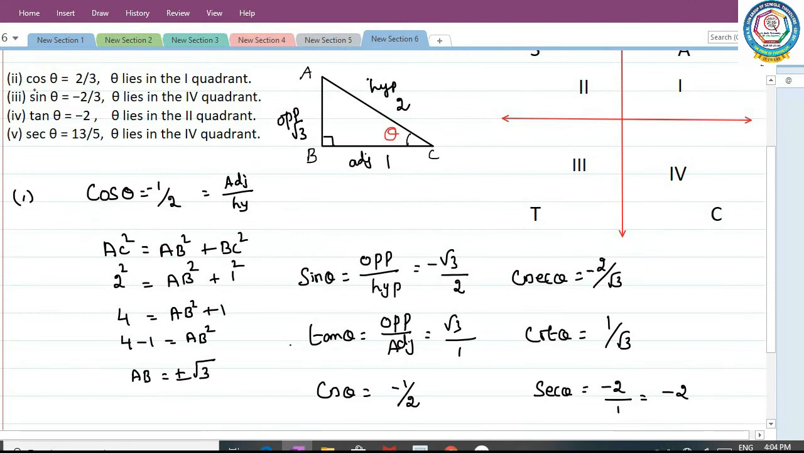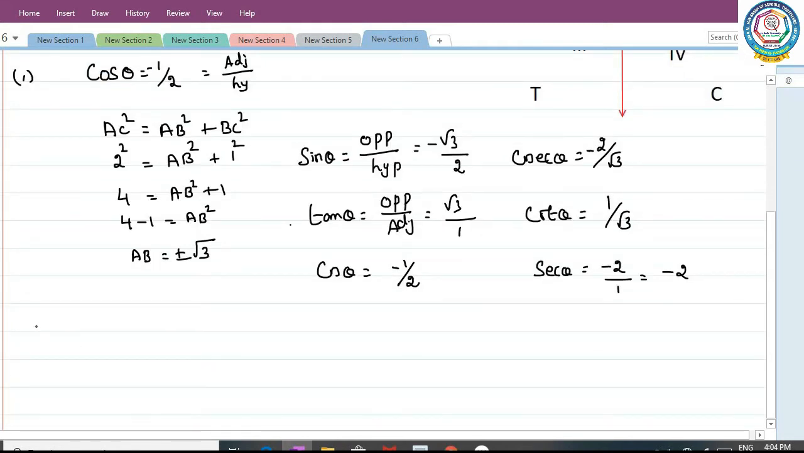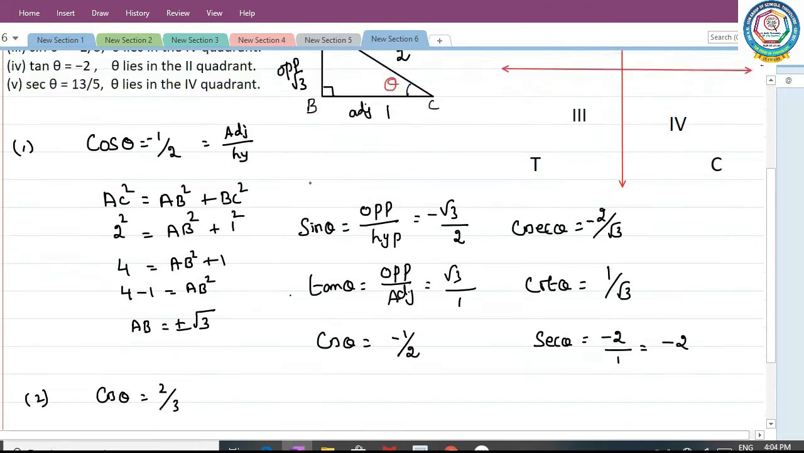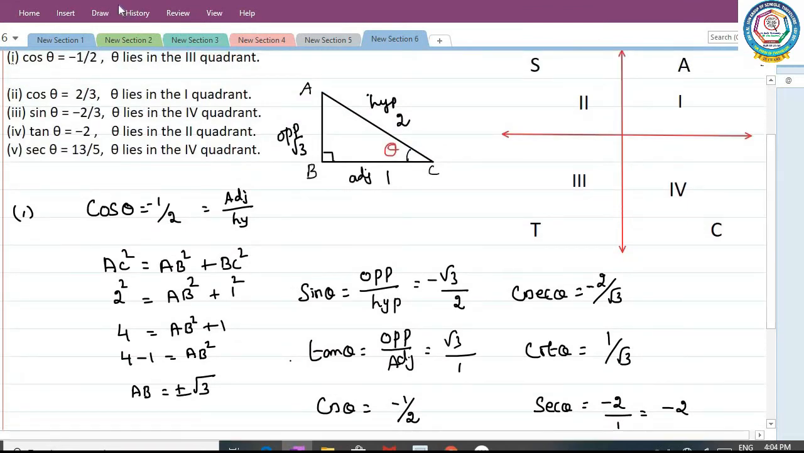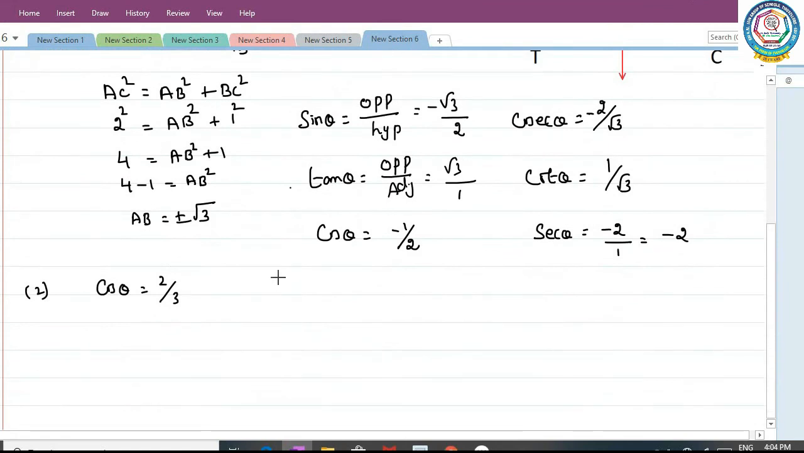What is the next, second question given? Cos theta is equal to 2 by 3. Theta lies in the first quadrant. Theta lies in the first quadrant means all the trigonometry ratios are positive. So second subdivision, cos theta is equal to 2 by 3. By using the Pythagoras theorem, we have to find out the other side.